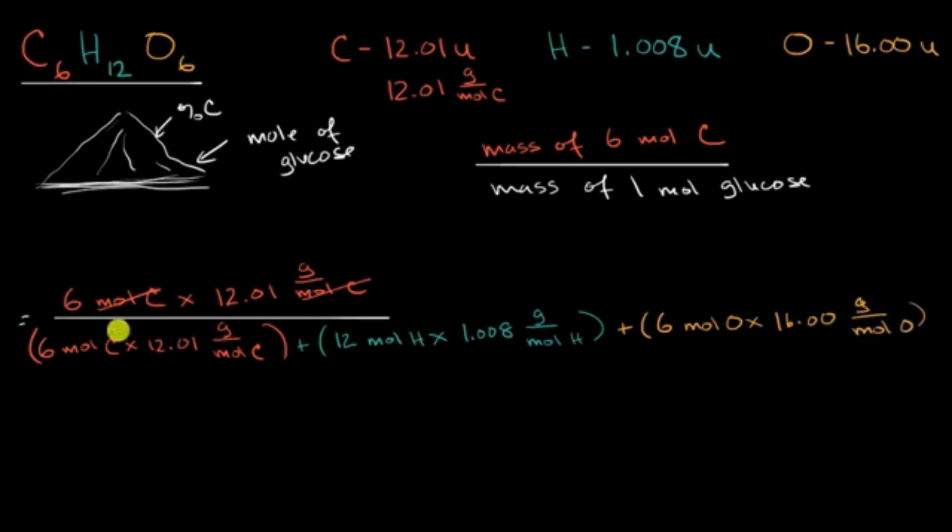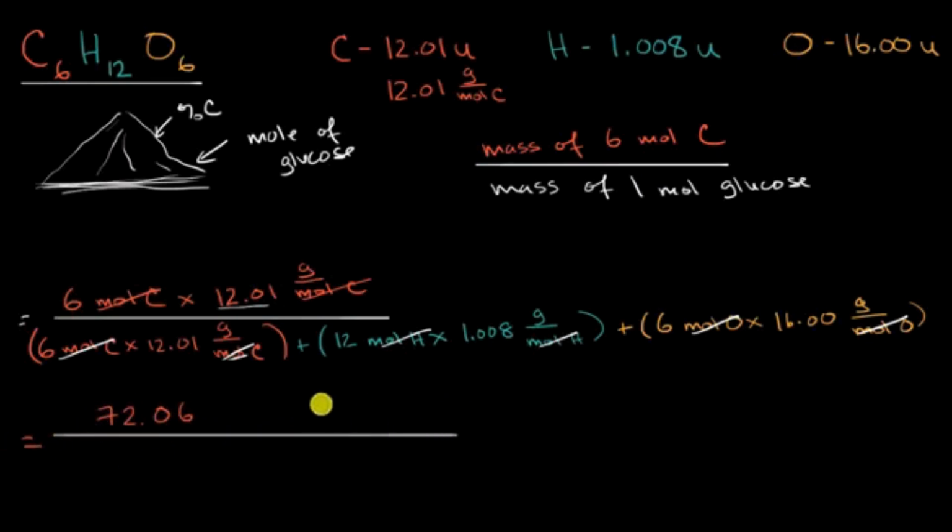And the good thing is down here, the units cancel out, so we're left with just grams in the denominator. And that makes sense. We're going to end up with grams in the numerator, grams in the denominator. The units will cancel out, and we'll get a pure percentage at the end. So let's see. In the numerator, 6 times 12.01 is 72.06.